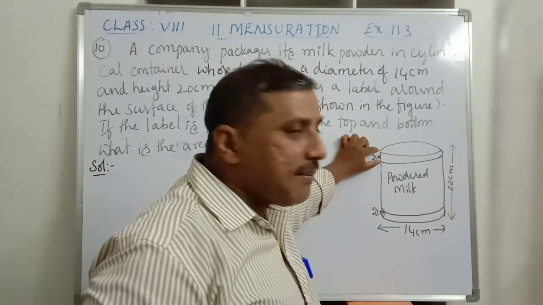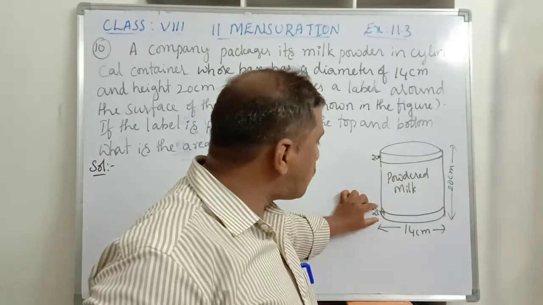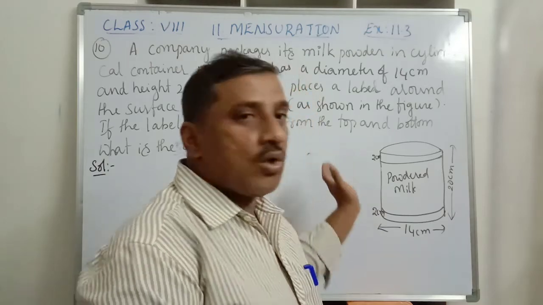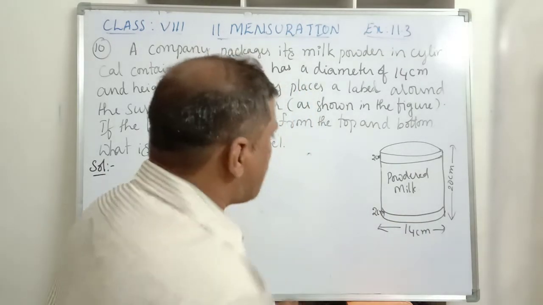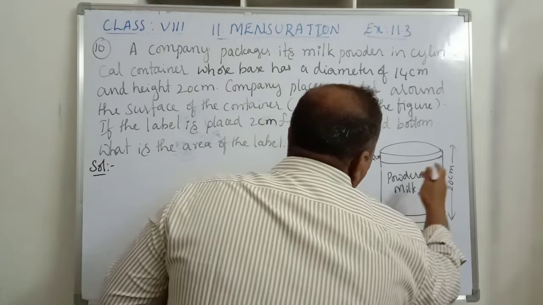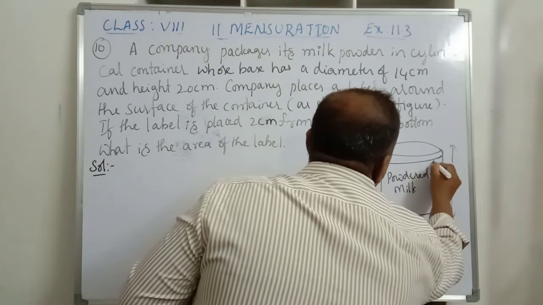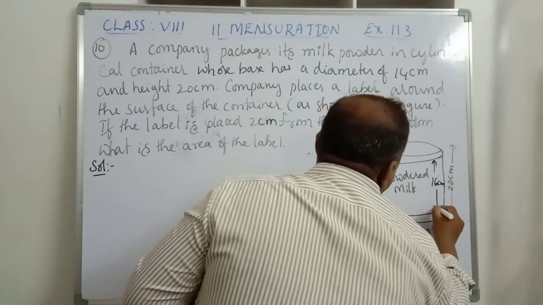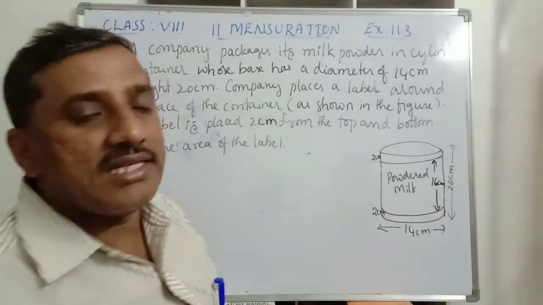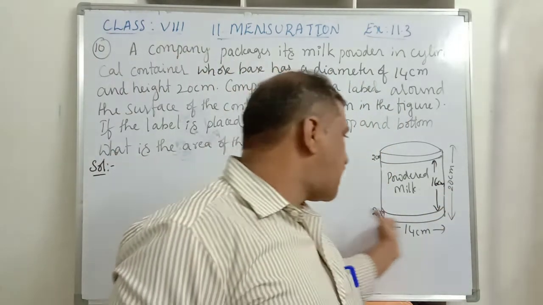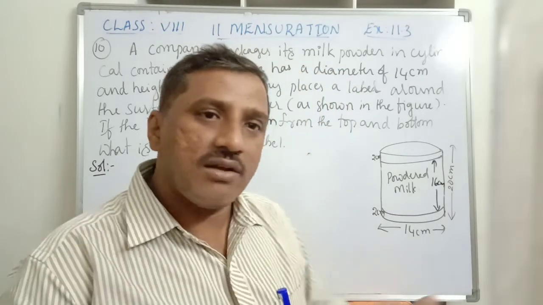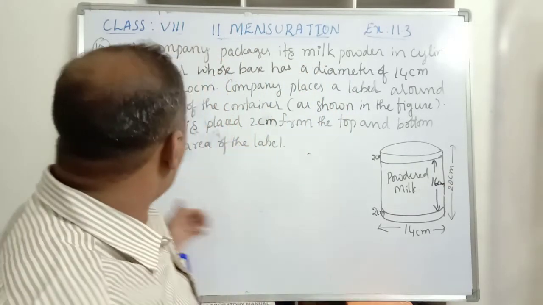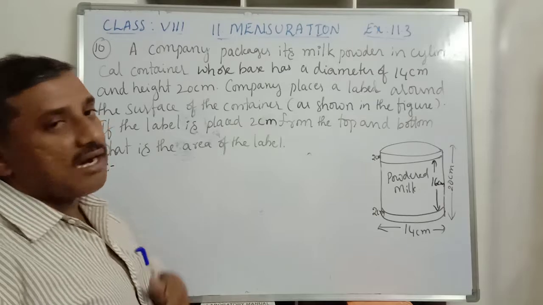So here 2 centimeters is reduced at the top and at the bottom also 2 centimeters is reduced. So a total of 4 centimeters is reduced. Therefore, the height of the label will be 20 minus 4 centimeters, which equals 16 centimeters. And what is the radius of the bottom surface? It is 7 centimeters. Now what are they asked to find? The area of the label.